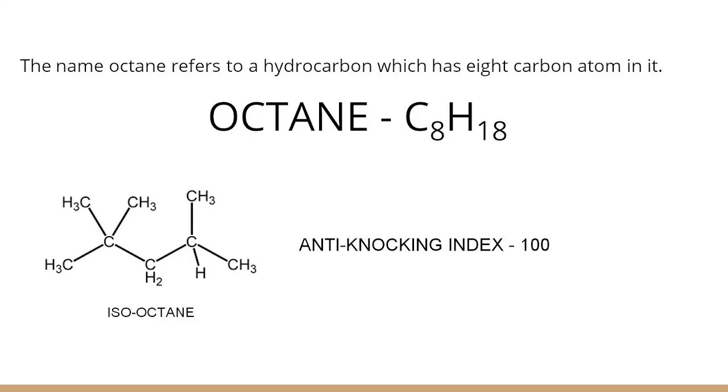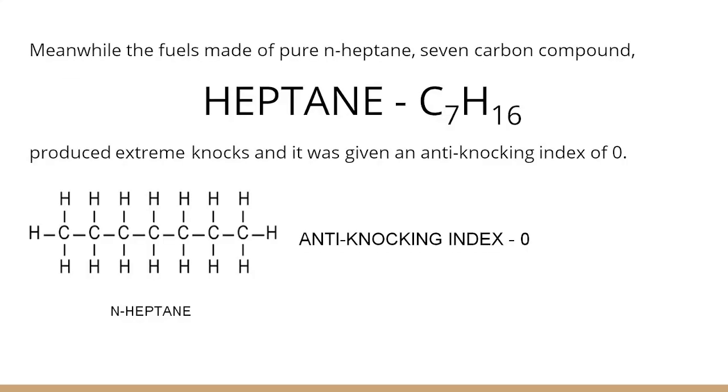The name octane refers to a hydrocarbon which has 8 carbon atoms in it, that is C8H18. It was found that the fuel composed of only iso-octane produced minimal knock, so it was given an anti-knock index of 100. Meanwhile, the fuel made of pure n-heptane, a 7-carbon compound, that is C7H16, produced extreme knocks and it was given an anti-knocking index of 0.